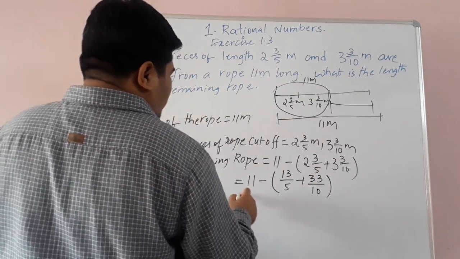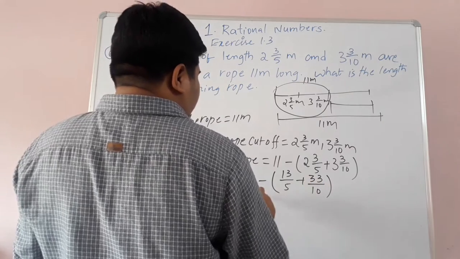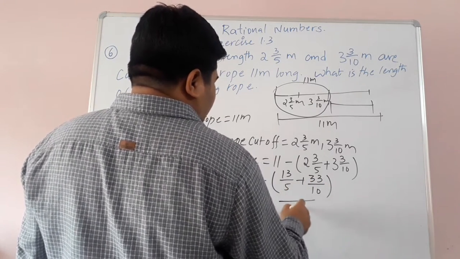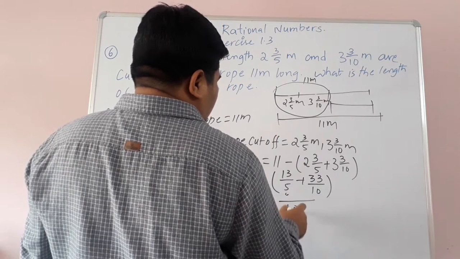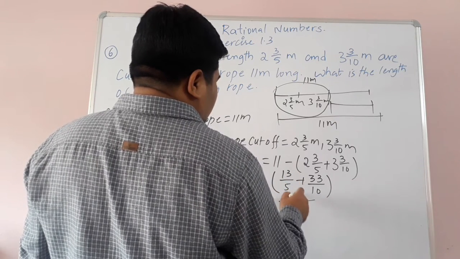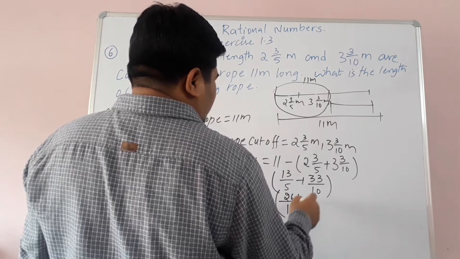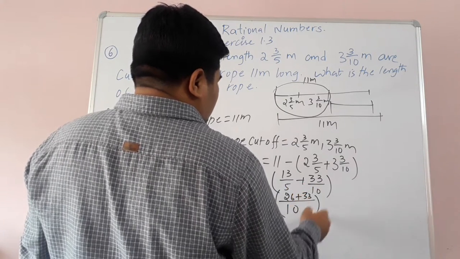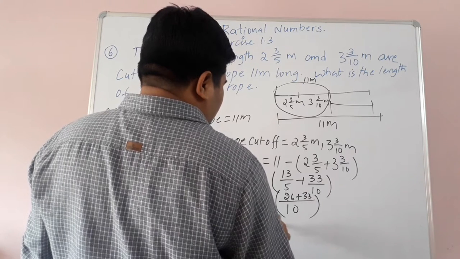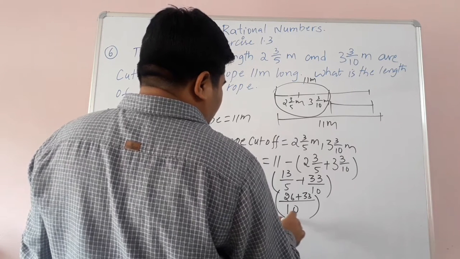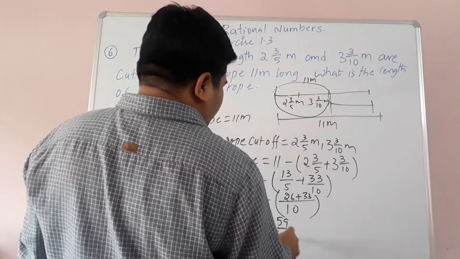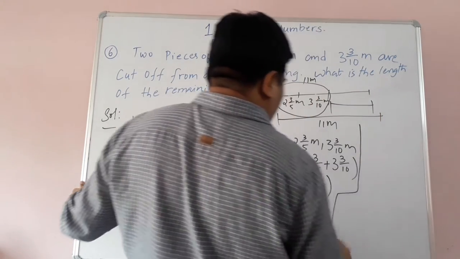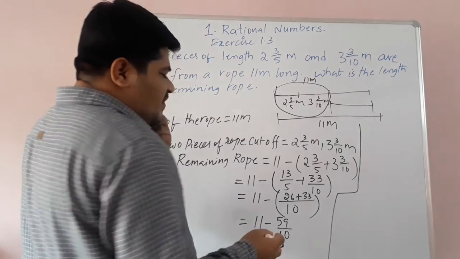Children, now just add these two fractions. That is 11 minus. The LCM of 5 and 10 is 10. 5 2s are 10, 2 13s are 26, plus 10 1s are 10, 10 plus 1 into 33 is 33. So 26 plus 33 gives 59/10. We need to subtract: 11 minus 59/10, children. The remaining part I'll simplify here. 11 minus 59/10.